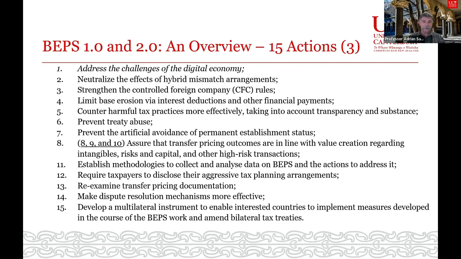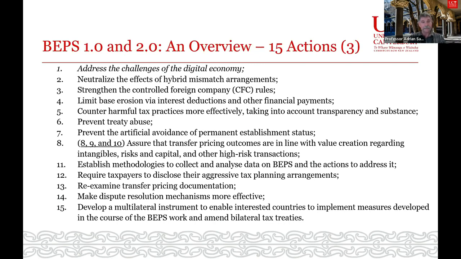Number 11 is a little bit different than some of the others because it's not so much about dealing with what's happening in jurisdictions, but creating a way for the OECD to collect and analyse data on BEPS actions, and then from that, develop or modify actions to address it. So it's more like the data collection process. Number 12 was to require taxpayers to disclose their aggressive tax planning arrangements, so therefore revenue authorities are actually aware in advance or concurrently what they are looking to do.